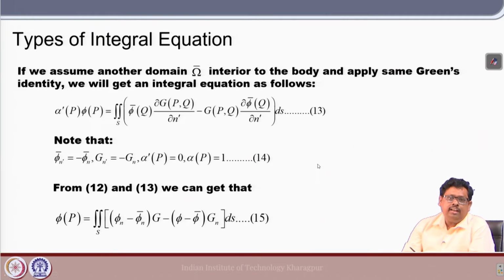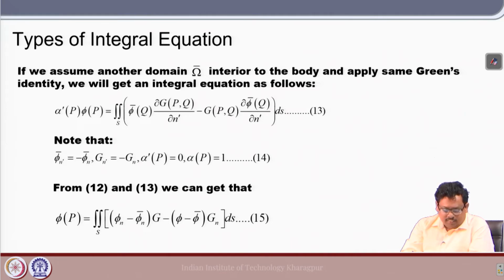It is simply by adding equation 12 and equation 13. Why? Because alpha p is now outside the domain, so the value should be equal to 0, because of the hypothetical domain. Therefore, the value should be equal to 0. So now if we add these equations 12 and 13, then definitely we are going to get this equation, right.